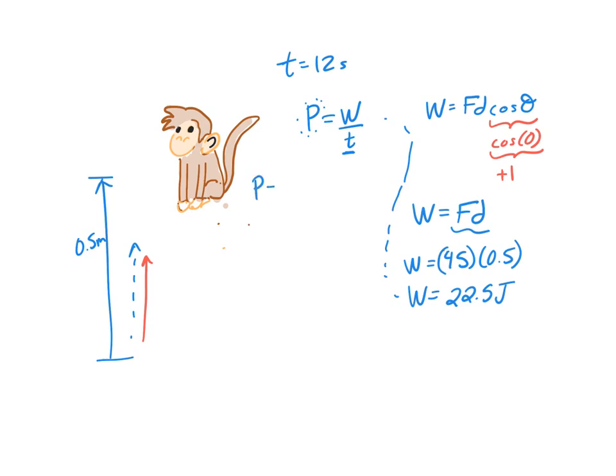All right, now you can throw that back in here. So power is equal to 22.5 divided by our time, which is 12 seconds. So power is equal to 1.88, and we measure it in watts. That's what power is measured in. So there you go. It's our little monkey's journey.